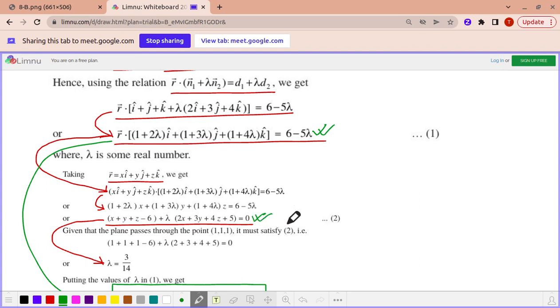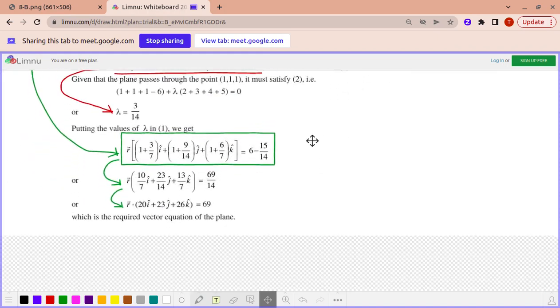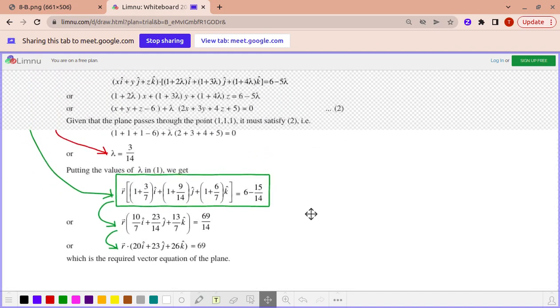To find the exact equation which is passing through the point: generic means what? Different pages of the book. Now, to find exactly one page, where page is referred to here as a plane, passing through the point 1 comma 1 comma 1, we apply this and we find the value of lambda. Okay, so this is the way we find the equation of this plane.